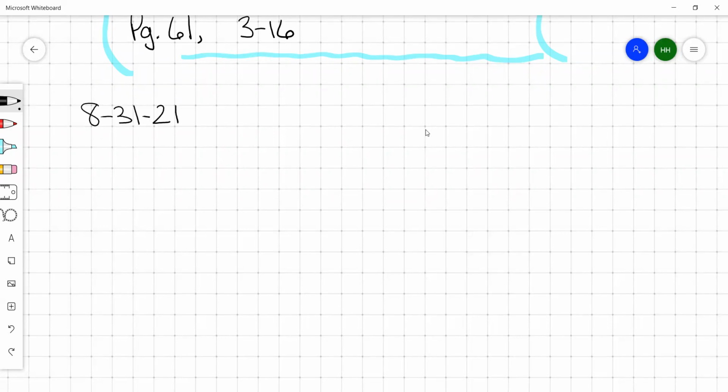All right, last day of, what month is this? August, very good. Last day of August, and we're going to talk about direct variation today.